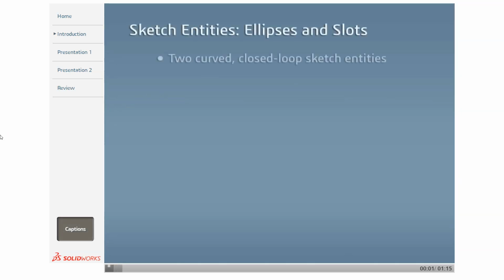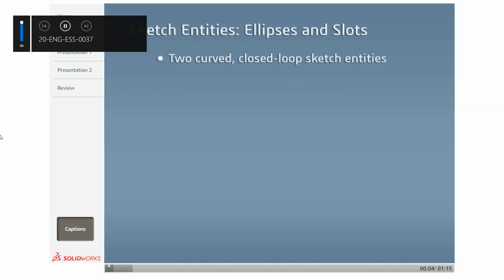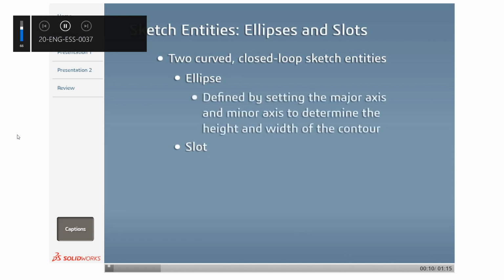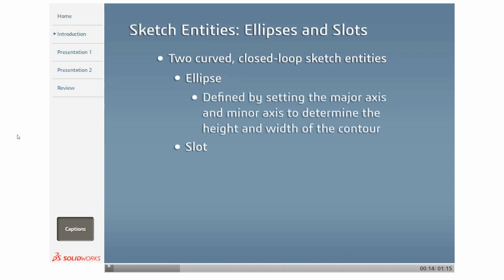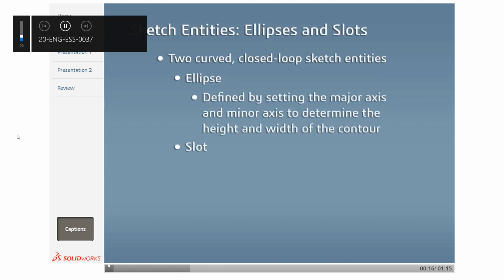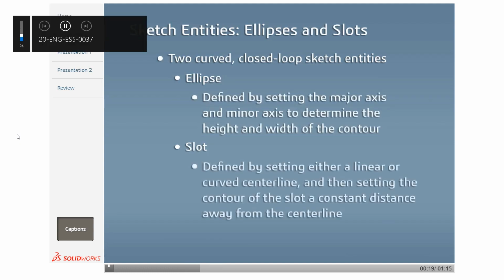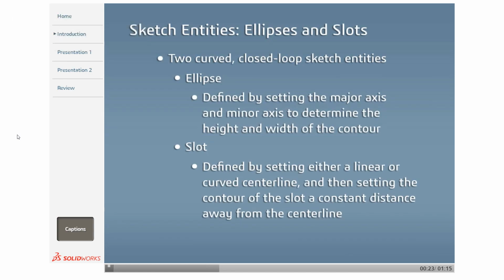SOLIDWORKS provides two curved closed-loop sketch entities to aid in sketching: the ellipse and slot sketch tools. An ellipse is a sketch element that SOLIDWORKS defines by setting a major axis and minor axis to determine the height and width of the contour. A slot is a sketch element that SOLIDWORKS defines by setting either a linear or curved centerline, and then setting the contour of the slot a constant distance away from that centerline.